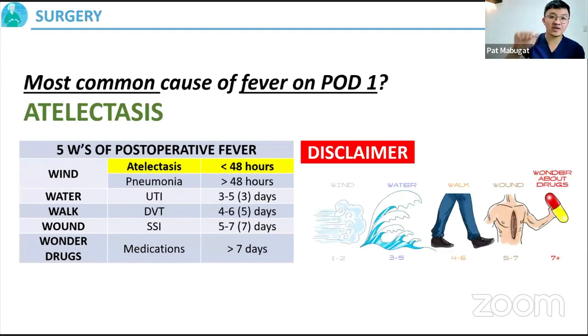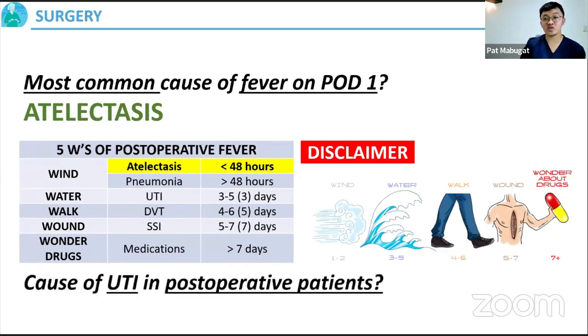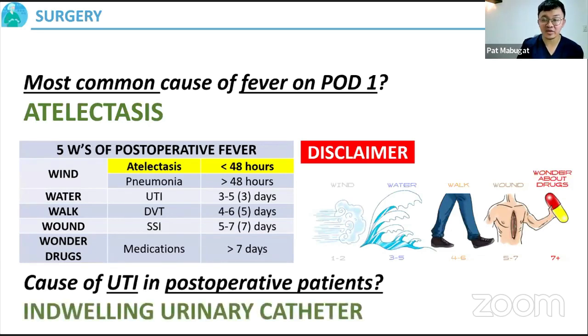So it's the 5 W's. We have wind, water, walk, wound, and wonder drugs. So for wind, we have atelectasis if less than 48 hours. If more than 48 hours, we're thinking of pneumonia. So atelectasis or pneumonia. That's why in patients post-op, you suggest incentive spirometry sometimes. Next is water, UTI, which usually lasts 3 to 5 days. So actually, there's a question, what's the cause of UTI in post-op patients? It's usually the presence of a urinary catheter. You remove it, and usually treat empirically, and it resolves after a few days.